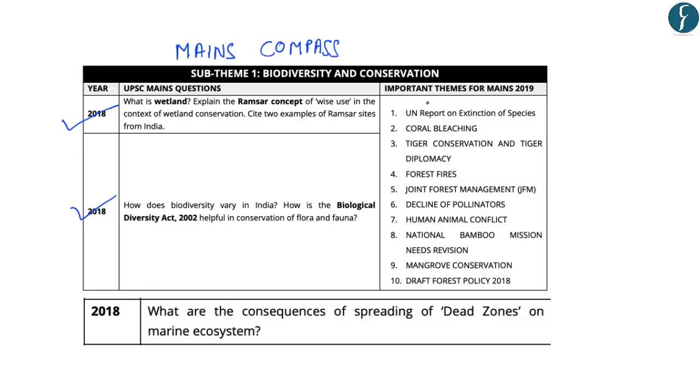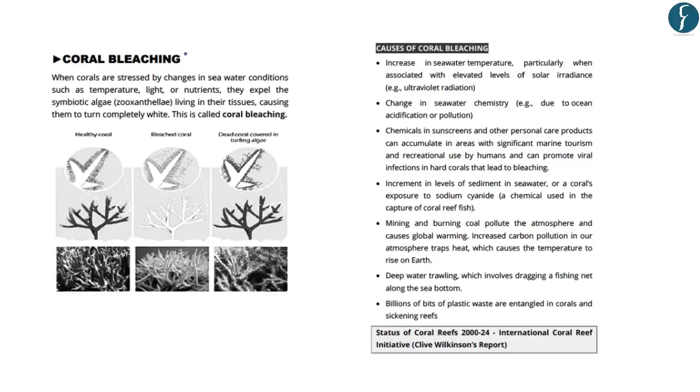Now, in this section, we provided some important themes for the mains examination of 2019. In this, the important theme that was provided was coral bleaching. As you can see, a question was asked in the mains examination of 2019. Again, in the Compass of 2019 on environment and ecology, the coral bleaching issue was discussed in detail, and the causes of coral bleaching were also discussed.